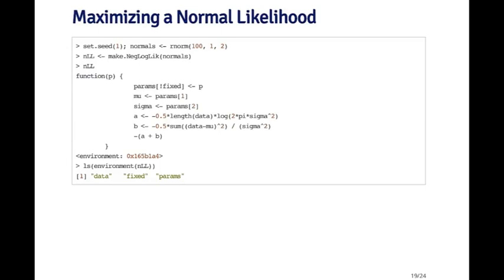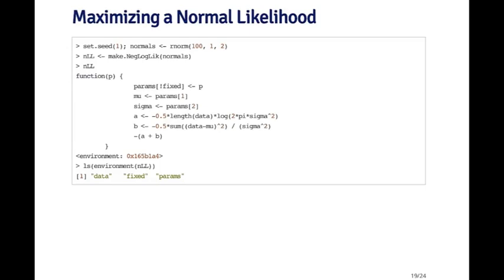However, there's one variable here, the data variable, which is not an argument to the function, and it's not a local variable, so it's a free variable. But the data come from the make neg log like function, the constructor function, which was originally passed the data. And so the data can be looked up in the environment where the function was defined, and it knows what the data are. You don't have to tell it what the data are. It's already fixed in the function.